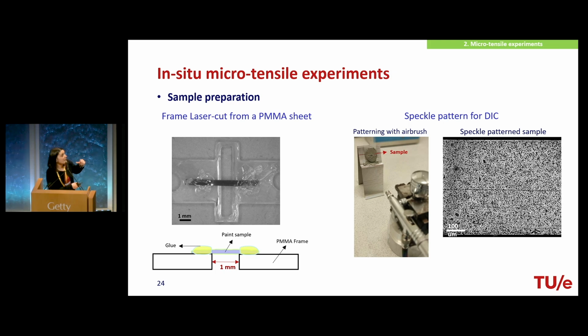So we need a sufficient contrast between the images to compare them in different loading steps. So we need to apply a speckle pattern for DIC. This also reminds me of a sample that Jacek has shown this morning, right? You see that there is basically a solution. In this case, we use polystyrene particles that were sprayed on the surface of the paint to generate enough contrast when we compare the images later on.